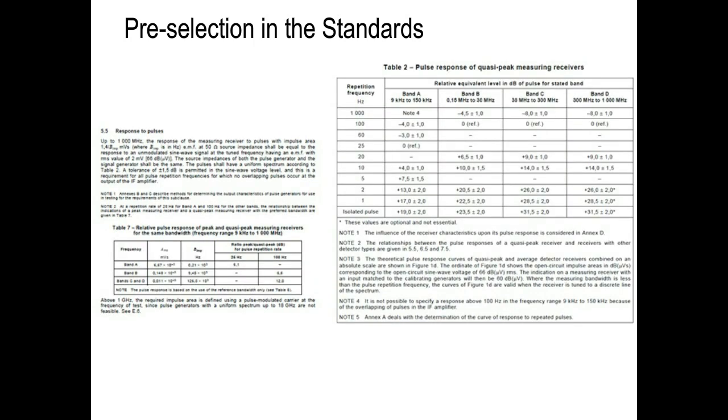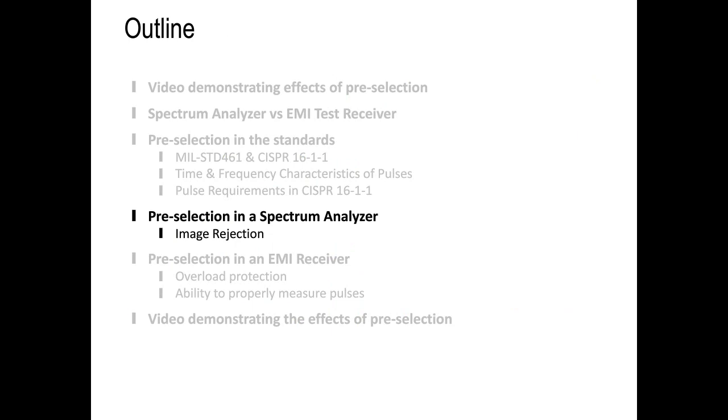Oh, one more slide here. This is just to give you a feel for the requirements in the table. Obviously, I'm not going to go over it, but again, it says for different repetition rates, for different frequency bands, you have to have a certain number of dB repeatability relative to another standard waveform. So they are putting requirements on that measuring apparatus to handle pulses. Okay, so that's enough of pre-selection in the standards, again driving home the point that it really matters per the standards.